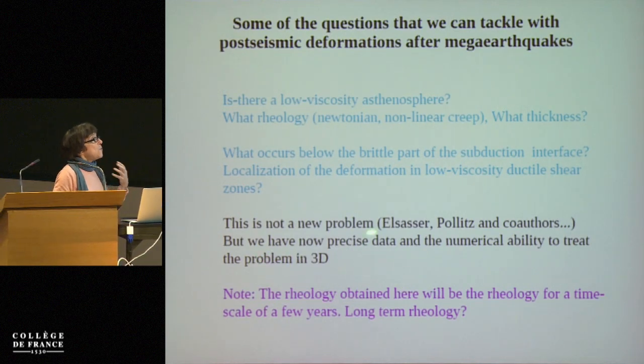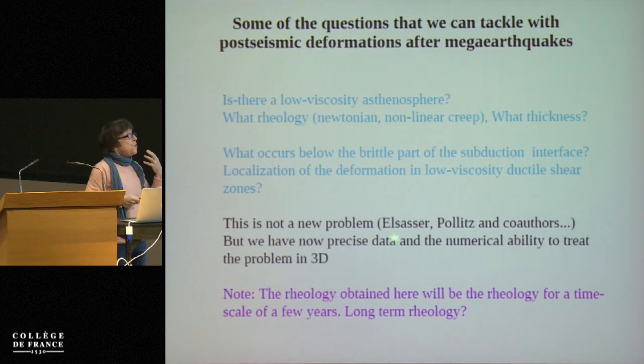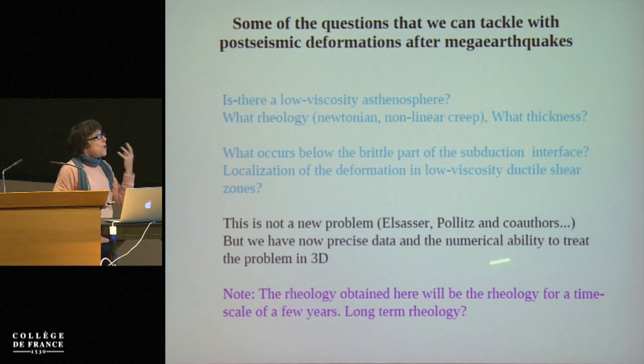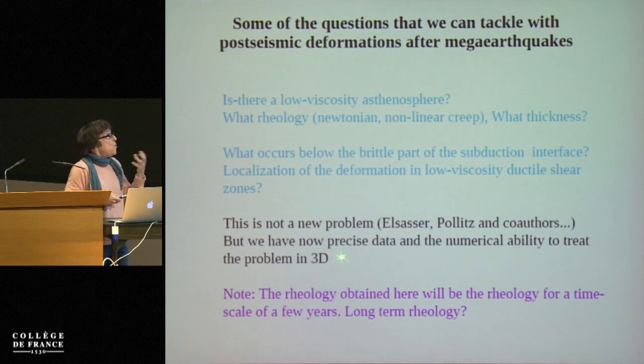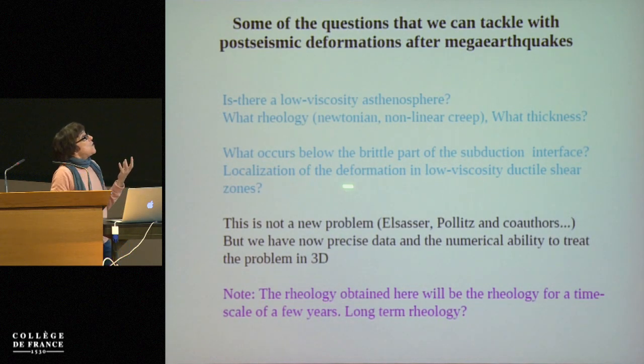The other thing which is new is that we have the numerical ability to model this problem in 3D, that is, taking into account the fact that we have a slab in the mantle, a slab with higher viscosity, and also the fact that we may have heterogeneities on the subduction interface. And so we hope to get data on the viscosity in the asthenosphere and in the brittle part of the lithosphere.